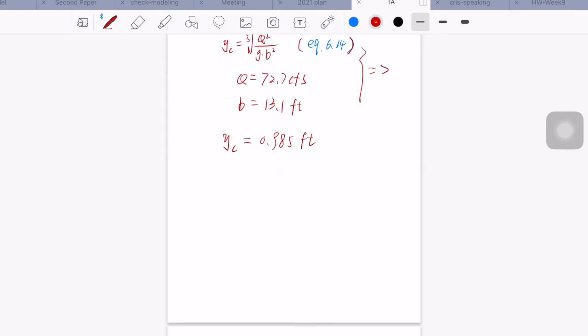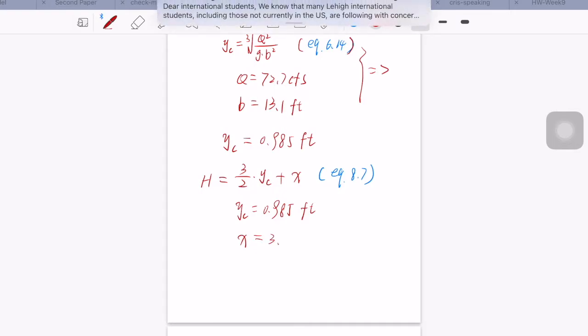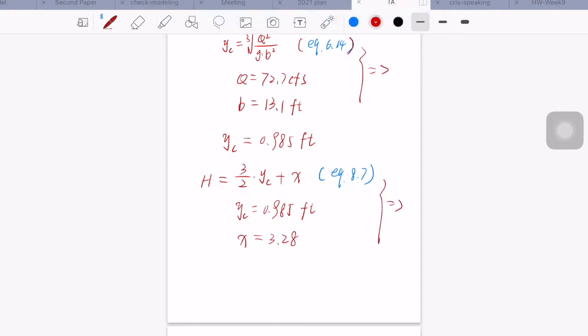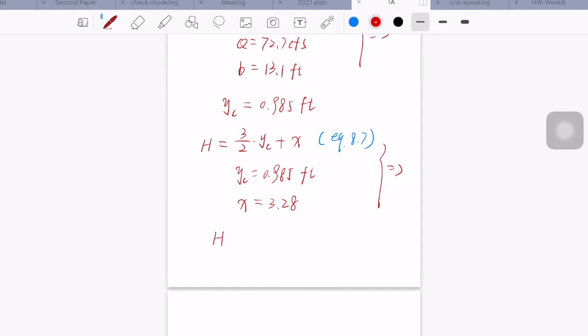we can get that the water depth upstream of the weir, H, equals 3/2 times the critical depth plus X. This is equation 8.7 in the textbook. And we know Y_C equals 0.985 feet. And X is the height of the weir. So we know X equals 3.28. So we can determine that H, the water depth upstream of the weir, equals 4.76 feet.